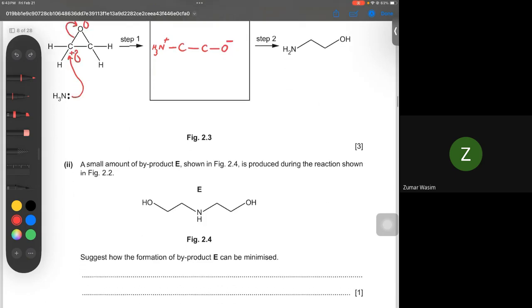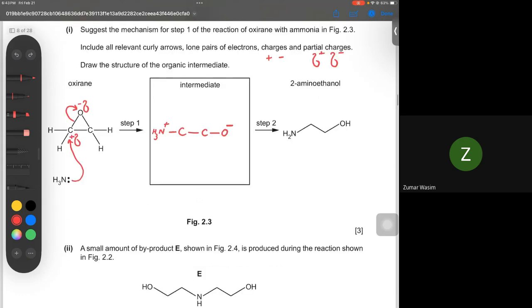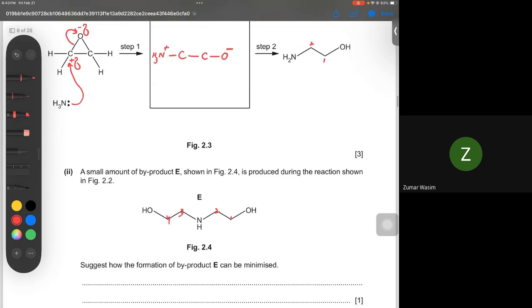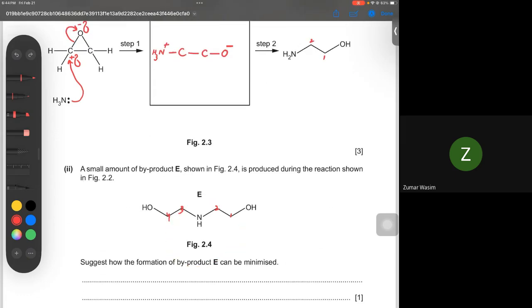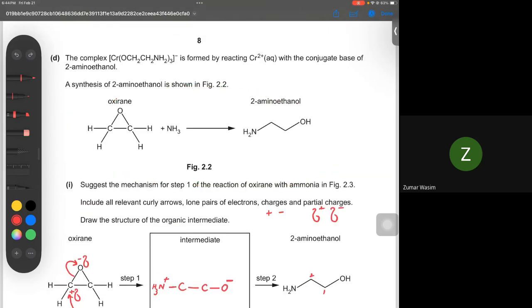Okay. So as they are saying that this is the byproduct, that is E, can be minimized. What is the difference between this and this structure? How many carbon atoms does it have? One, two, then three, then four, then three, then four, in which you can see only two carbon atoms. This is figure 2.4, produced during the reaction shown in figure 2.2. They are talking about this reaction. It's the byproduct.